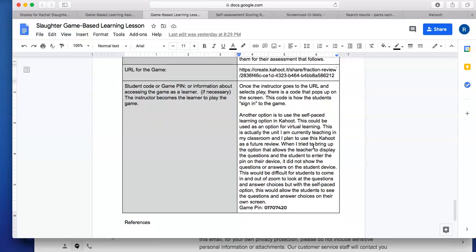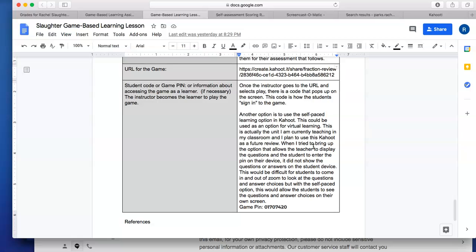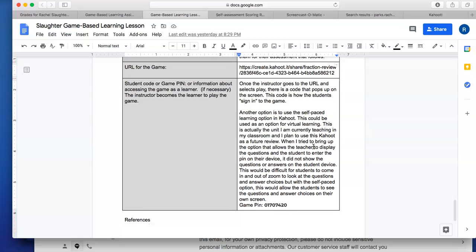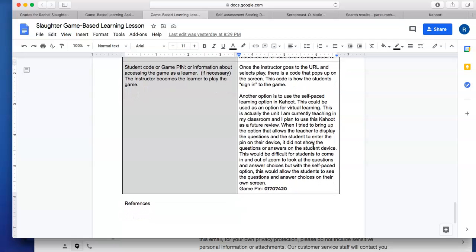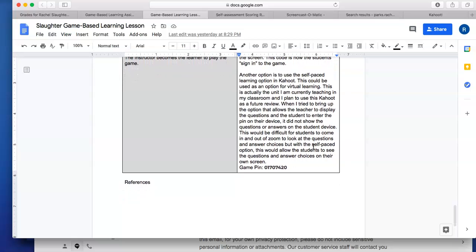Another option, like I was talking about earlier, is the self-paced learning option. I discovered this and I didn't know this was an option before in Kahoot. This could be used as an option for virtual learning. This is actually the unit I'm currently teaching, as I was saying earlier, and I plan to use this Kahoot as a future review.